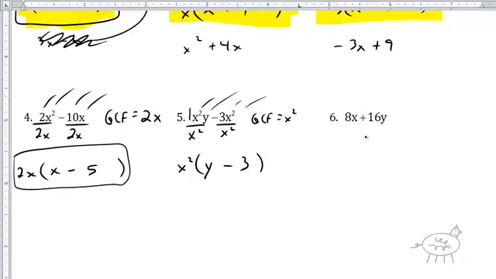Number 6, I have an x in one and a y in another. So there's no variable that's the greatest common factor. It's just a number. And what goes into 8 and 16? Well, 8 does. So the greatest common factor is 8. So divide each of these by 8. So you get 8 parentheses x plus 2y. Okay, again, you can check it by multiplying it out. And you get the same problem you started with, number 6.